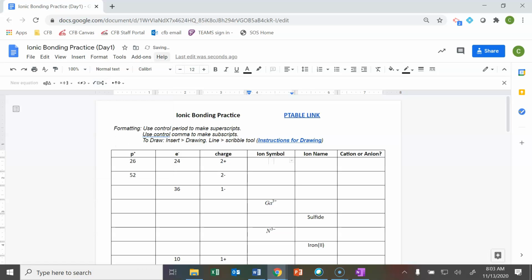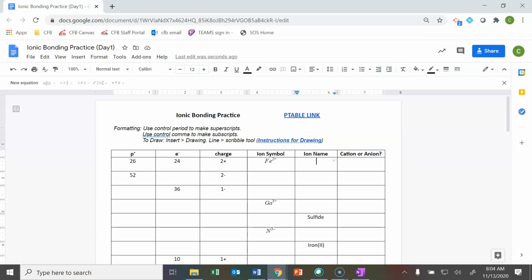You type your symbol, which is Fe, because Fe has an atomic number of 26. That's how I know that. Atomic number is 26. The number of protons is 26. And then I'm going to push the over button. That makes the exponent show up. And then I put 2 plus. So Fe 2 plus.